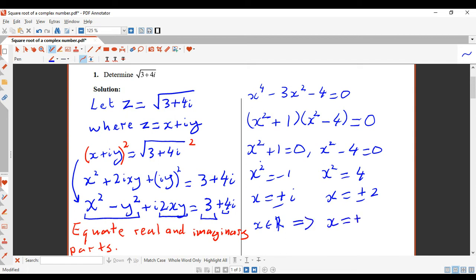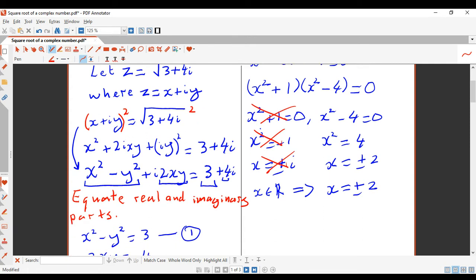In actual fact, when you do these questions, you're not going to do this bit, right? You're not going to do that bit, and you're not going to do that bit, because you know that x is real, so you're just going to jump straight to the real equation. So you're just going to do the x squared minus 4 equals 0 because you know that gives you a real answer. All right, so x equals plus or minus 2.